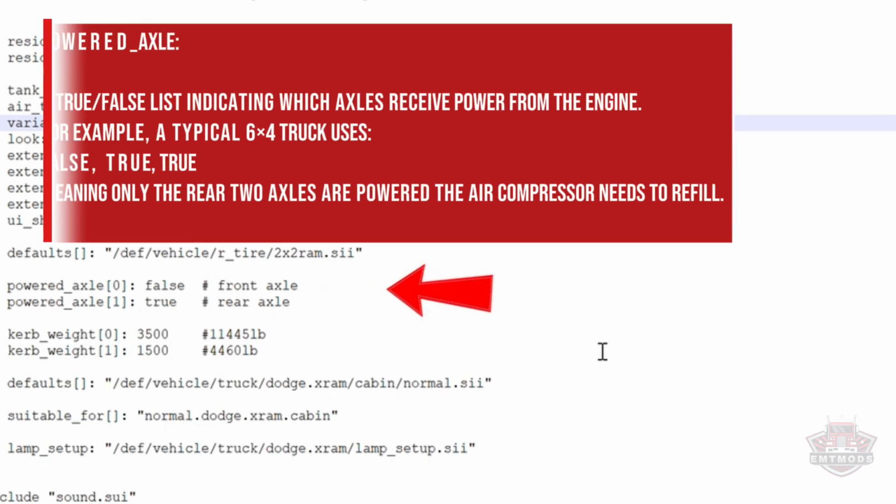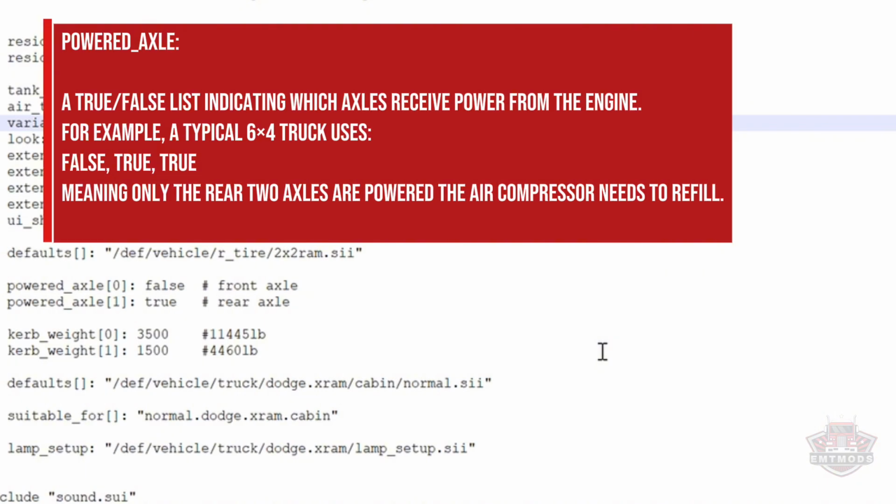Powered_axle, a true/false list indicating which axles receive power from the engine. For example, a typical 6x4 truck uses false, true, true, meaning only the rear two axles are powered.